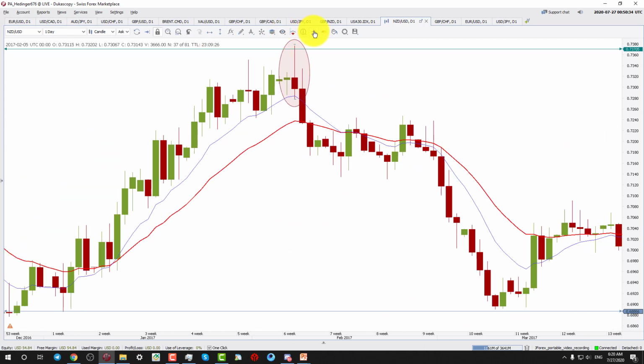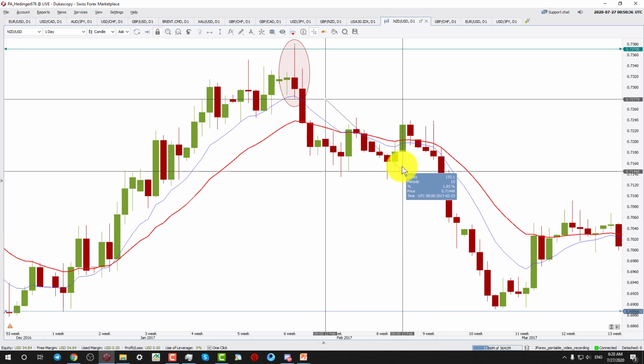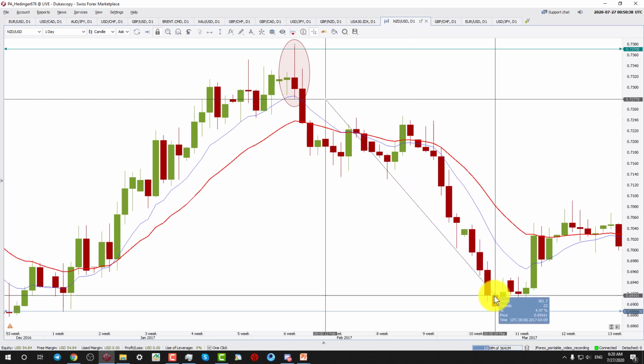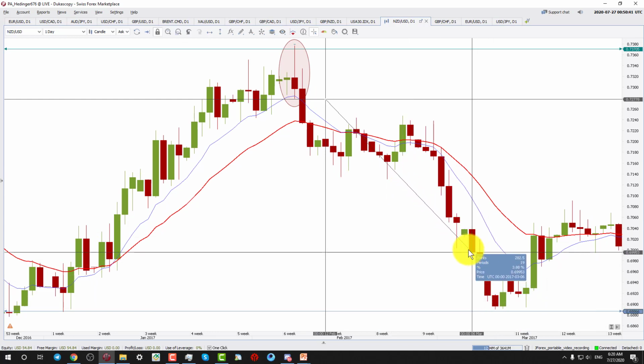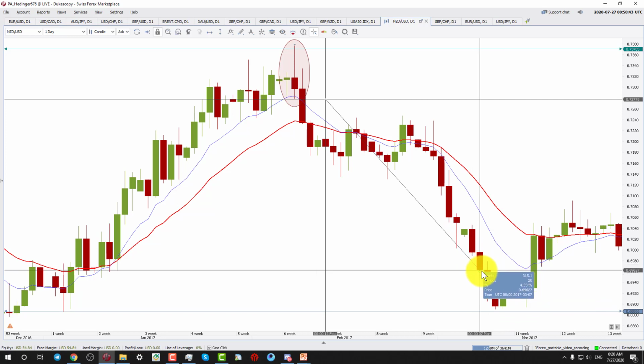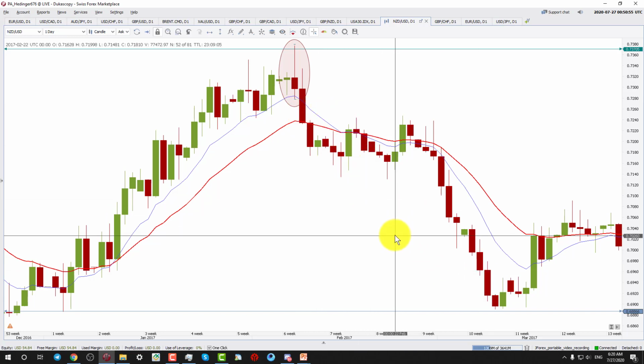Did we get it? Yes, we got it. Approximately 306 points we got on this candle, and after approximately 20 periods. That means after 1 month we got 306 pips. Not bad. Okay, so this is how you are going to plan these trades.